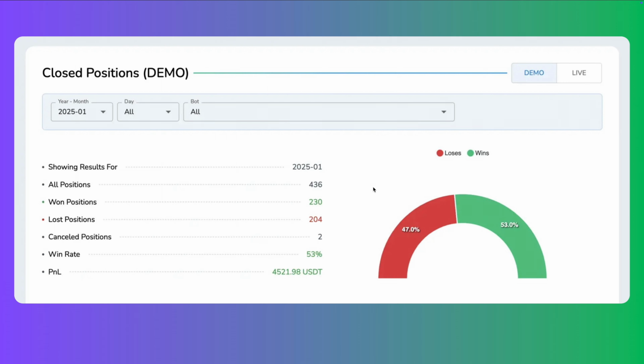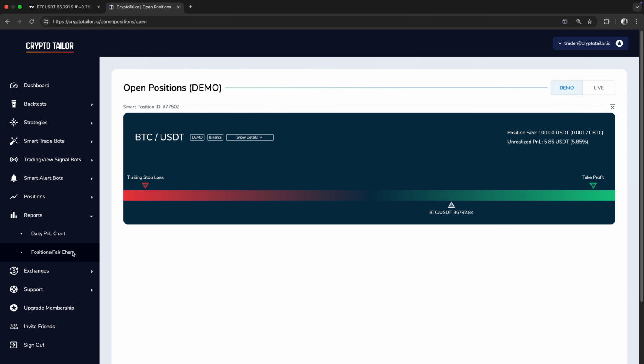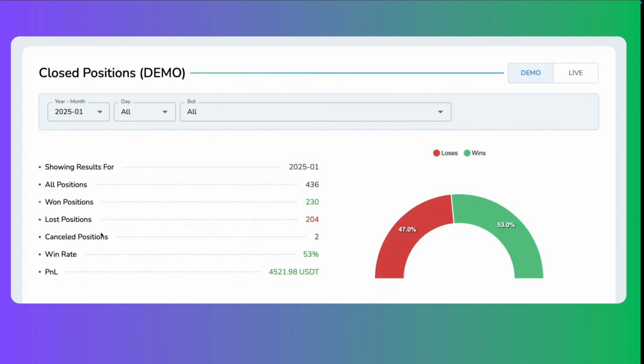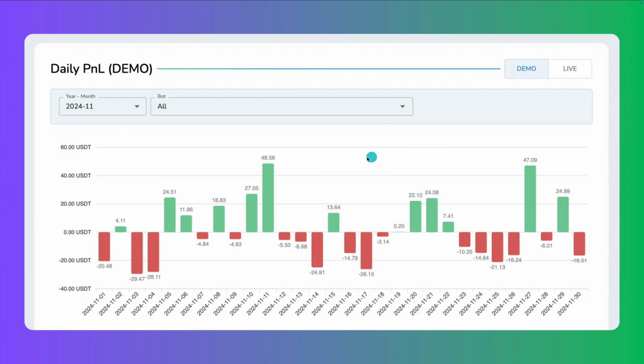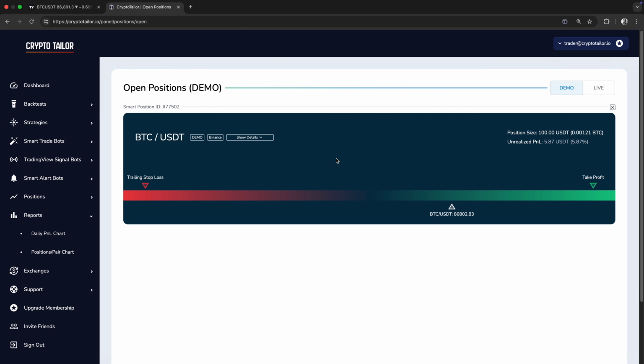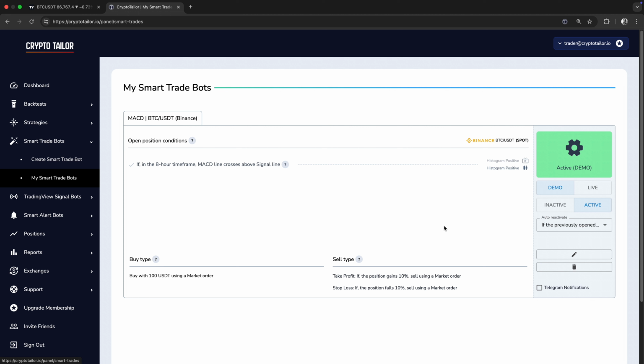Additionally, by navigating to the Reports section and selecting the Daily P&L menu, you can further analyze daily profit and loss figures, helping you better understand and optimize your strategy's performance over time. Now that you've learned how to automate this strategy in demo mode using virtual funds, let's take the next step, connecting your bot directly to your crypto exchange, allowing it to trade with real money.